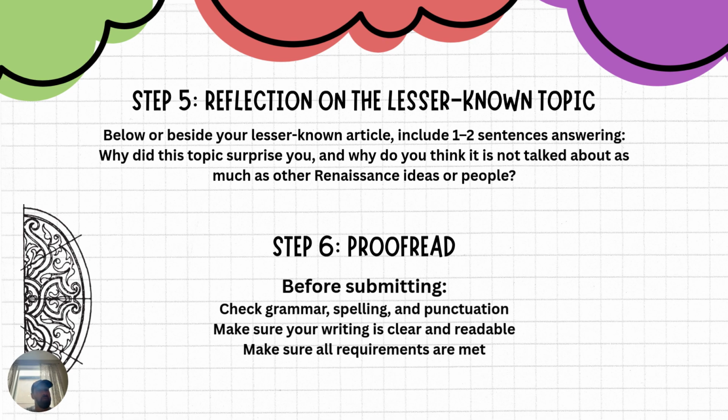All right. The one thing that you need to include is, when one of your stories is on a lesser known topic, you're going to write a little reflection. So, right below that article, I want you to include 1 to 2 sentences that answer why did this topic surprise you and why do you think it's not talked about as much as other Renaissance ideas or people? So, this is where you switch gears and you write from your own perspective right now, right? So, just real quickly, that's going to be the only thing that's going to be off from being in the time period.